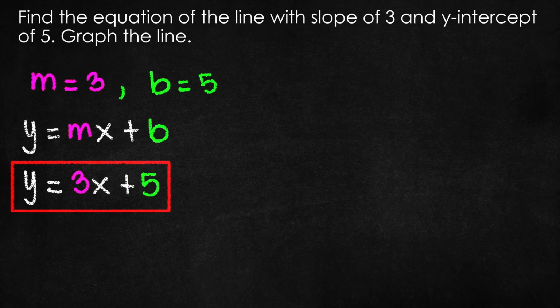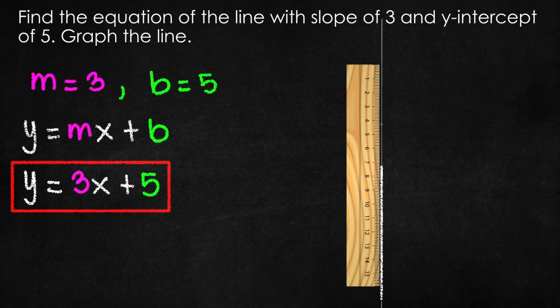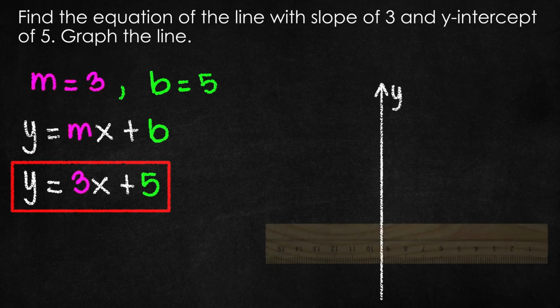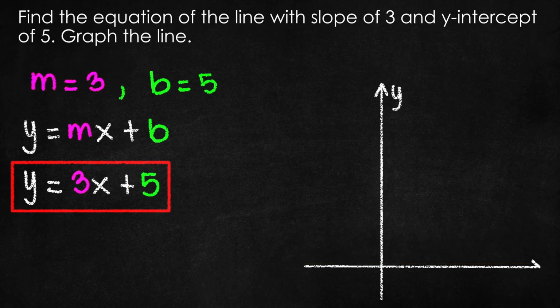Next, let's graph the equation. I'm going to draw the coordinate plane system. The y-intercept is 5, which means the line crosses the y-axis at y equals 5. This point has the coordinates 0, 5.